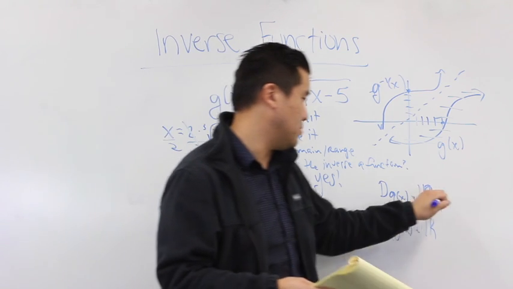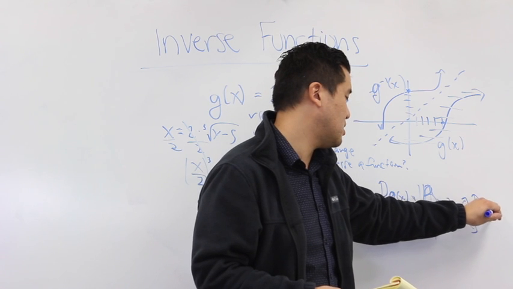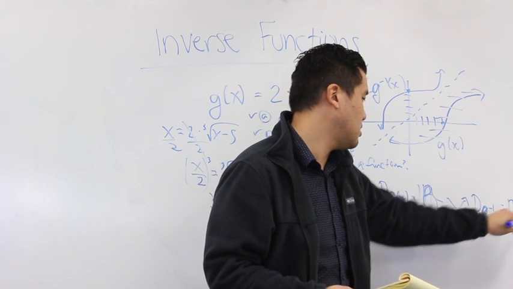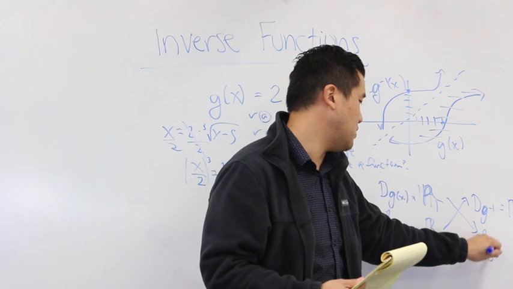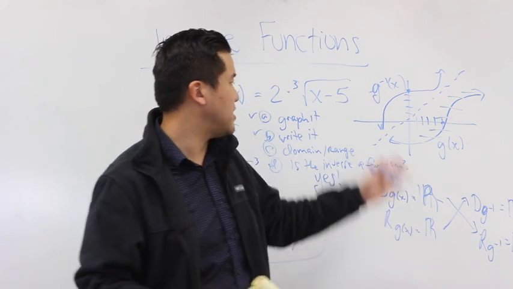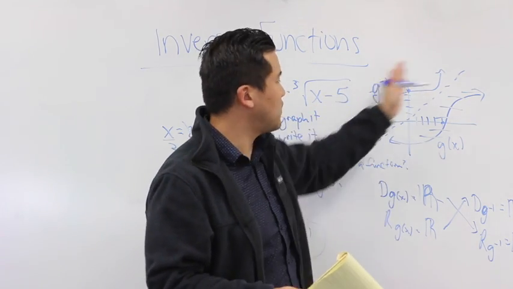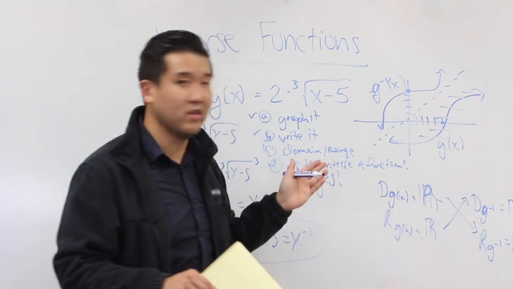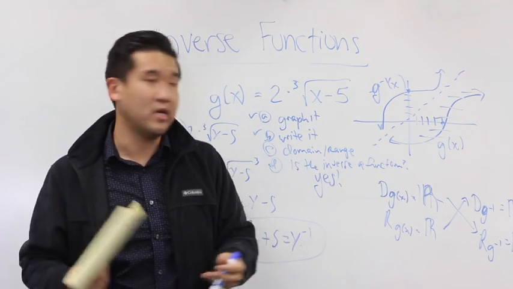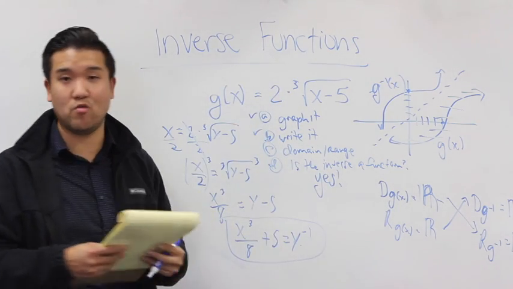So what do we do with my domain and range? I swap them. So my domain of g inverse will be all reals, and then my range of g inverse will also be all reals. Because we swap them. Which makes sense, because here, how far down, how far up, forever down, forever up. How far left, how far right, forever left, forever right. Okay, so these are all your rules. It's a big problem. If you can do this problem, you are ready.